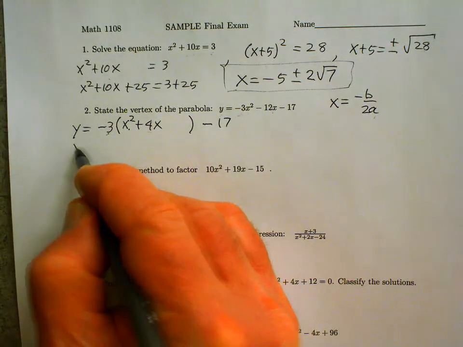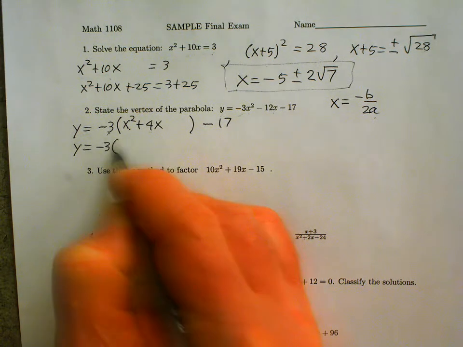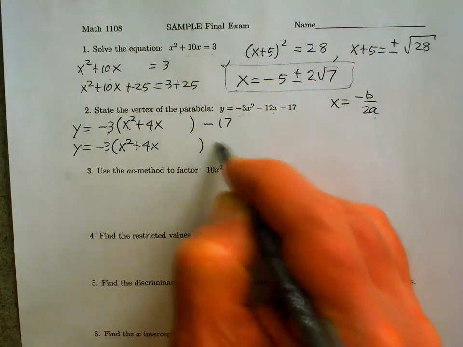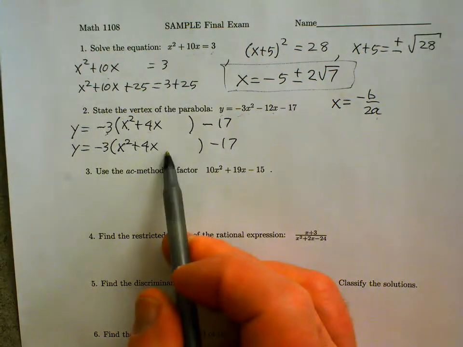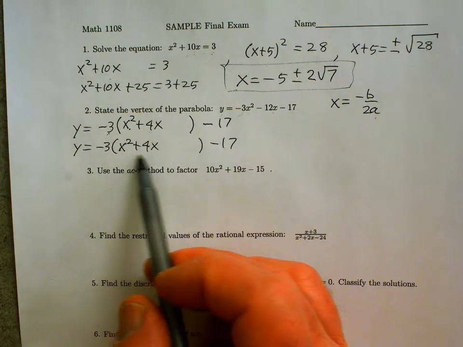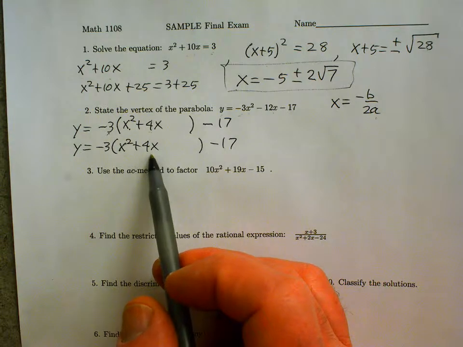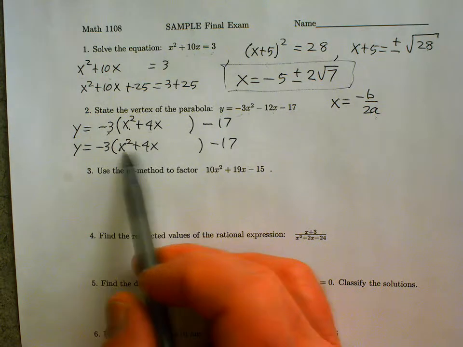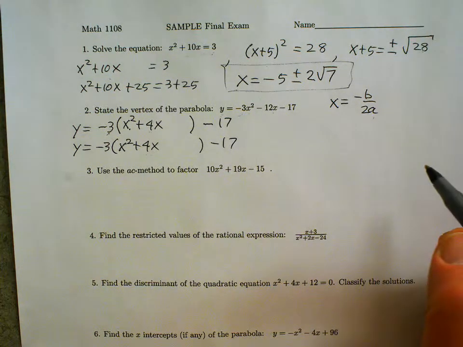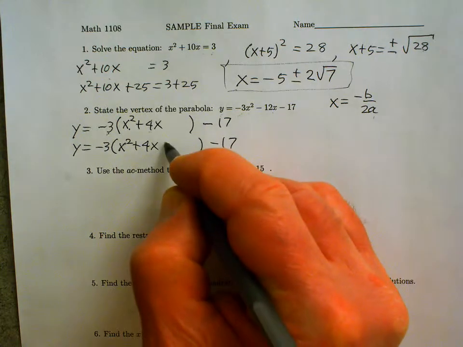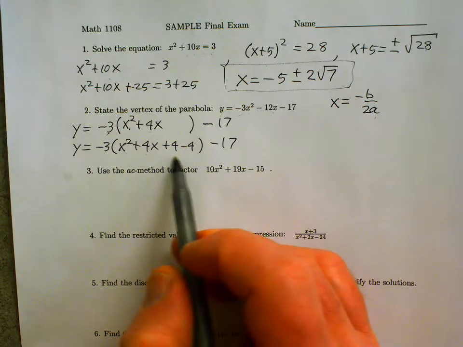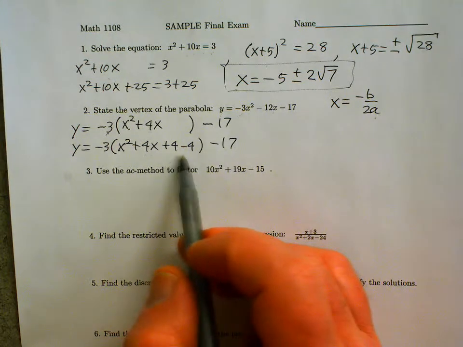Okay, in the next step, we add 0 and also create a perfect square trinomial. So inside the parentheses, we focus on x squared plus 4x. To create a perfect square trinomial out of x squared plus 4x, take half of 4 and square it. So half of 4 is 2, 2 squared is 4. So we add 4 and then subtract 4 to maintain equality. We're just adding 0.